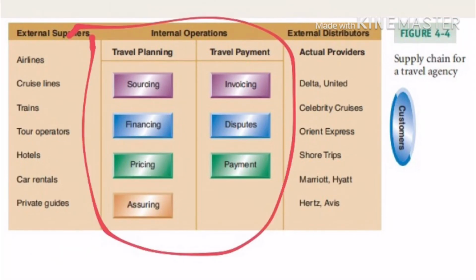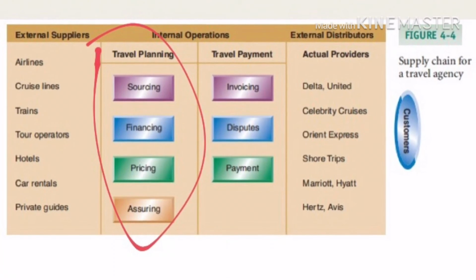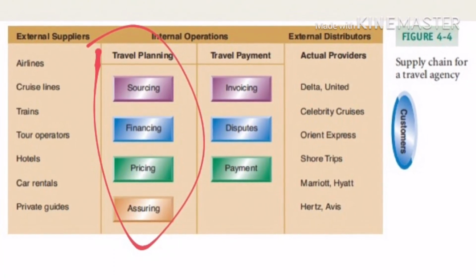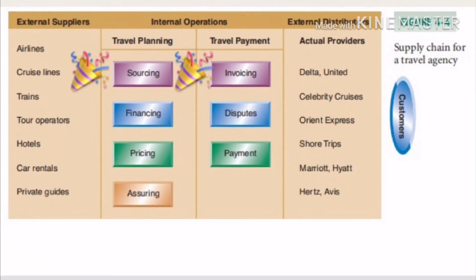The internal operations in the travel agency are split into two parts: the travel enablement, also known as travel planning, and the travel payment, or travel billing. The travel enablement begins with qualifying potential suppliers of travel services, what we call sourcing.